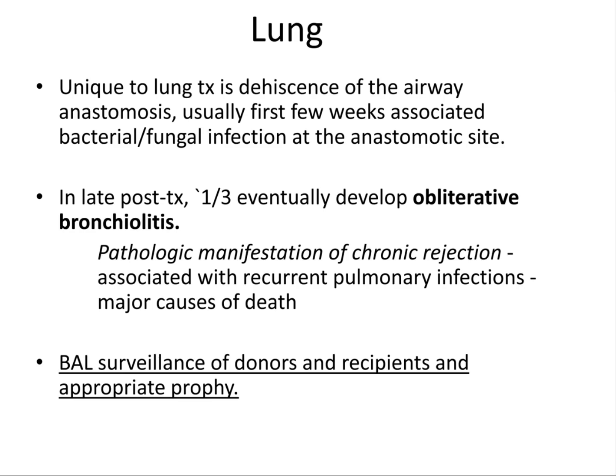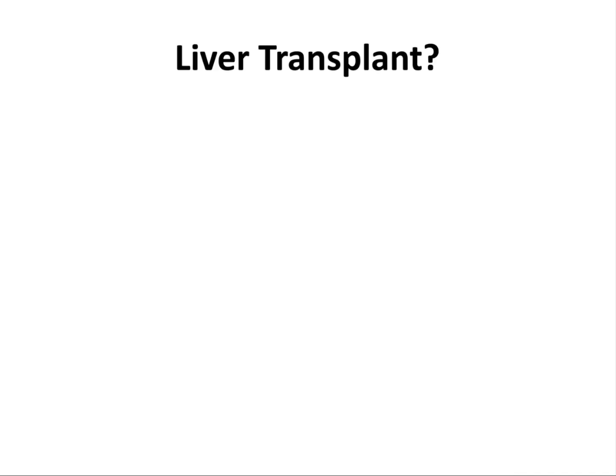And then eventually, if they do get recurrent infections, they go into this unfortunate and irreversible stage of obliterative bronchiolitis, which is a pathologic manifestation of chronic rejection associated with recurrent pulmonary infections. It is one of the major causes of the lung not working well anymore. The lung transplant team has a protocol of BL surveillance to see what's going on early in transplant, and then as needed if there are rejections and such.